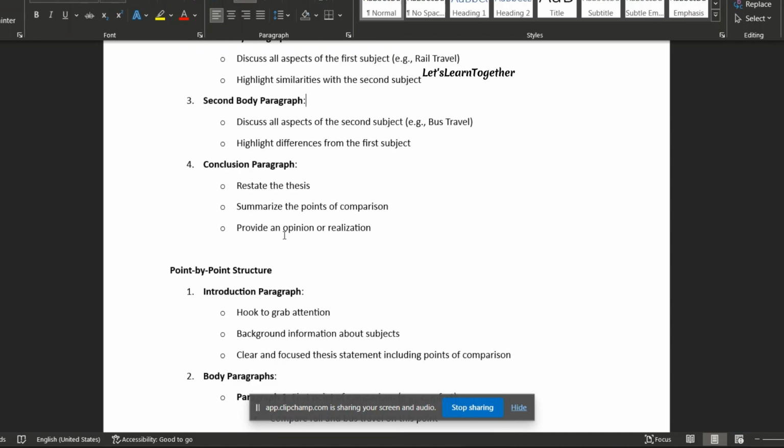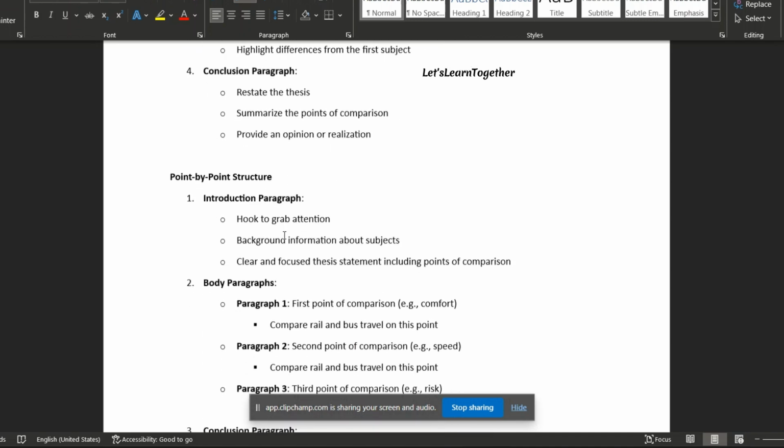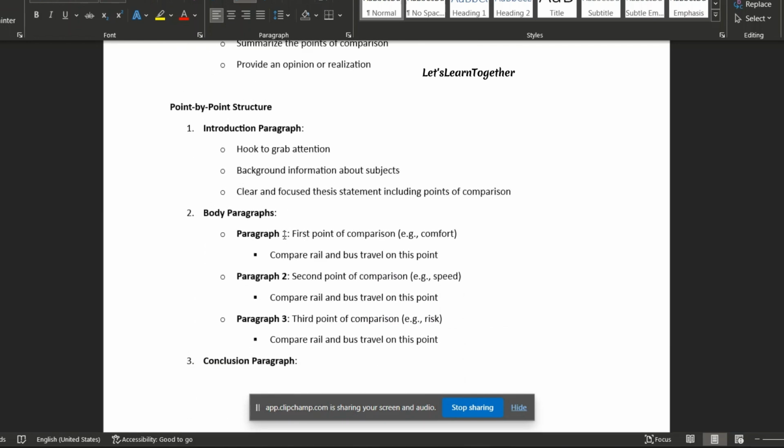All right, now the point by point structure. In this one, there is no fixed number of body paragraphs. There can be multiple body paragraphs depending on what features of comparison you want to talk about.